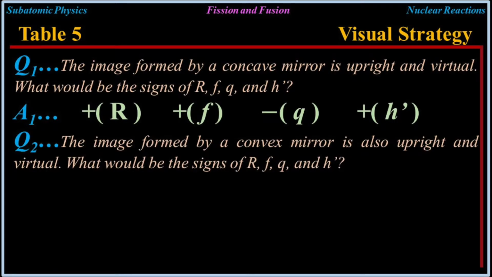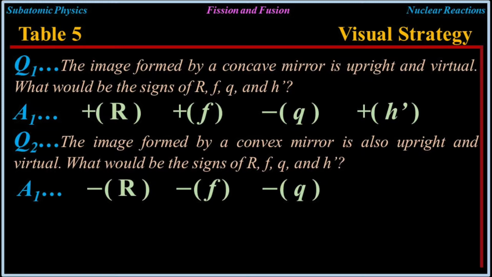Question 2. The image formed by a convex mirror is also upright and virtual. What would be the signs of R, F, Q, and H prime? Let's see. R would be negative. F would be negative. Q would be negative. And H prime would be positive.